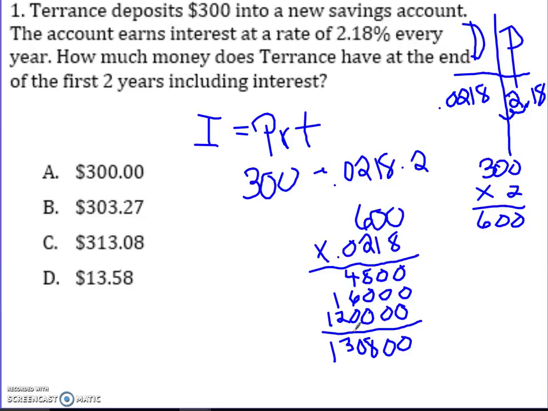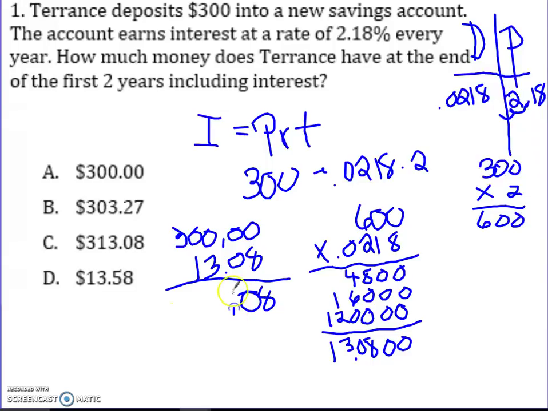Okay, then we have to go 4 hops. 1, 2, 3, 4. I get $13.08, but that's the interest. So we have to take 300 plus $13.08. We get $313.08, which is C. All right, let's take a look at number 2.